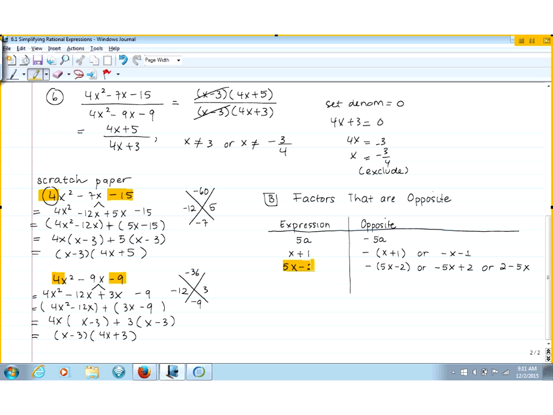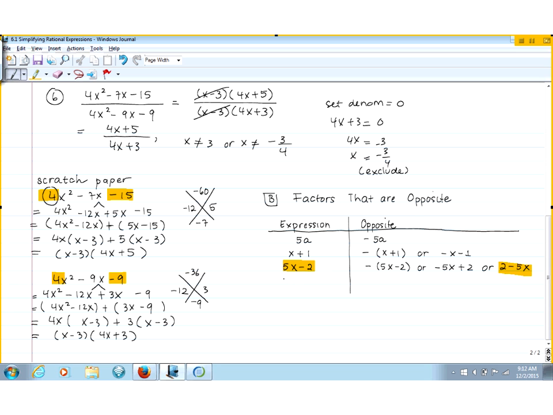So this is what comes up really often. So 5x minus 2, the opposite is 2 minus 5x. How do I get 2 minus 5x? Well, it's negative of 5x minus 2 or negative 5x plus 2. How do I rewrite negative 5x plus 2? 2 minus 5x. Does that make sense?